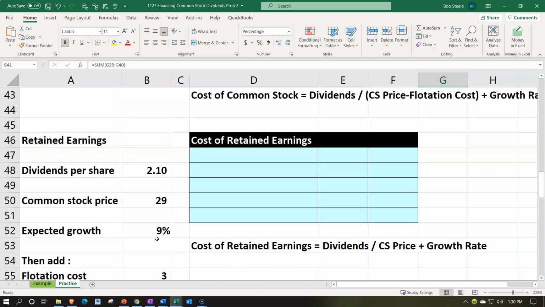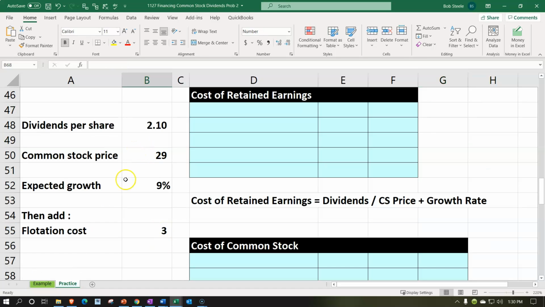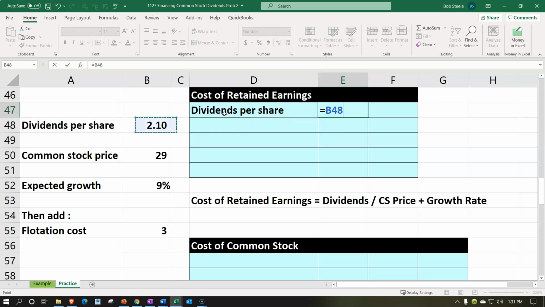Let's do it again. So now the dividends are going to be annual dividends 2.10. The common stock price, we could sell these on the market for the 29, expected growth 9%, and then the flotation. So we'll calculate the cost of retained earnings, which we're going to say is the cost basically before the flotation cost. That's what we're going to call it. And we're going to say then the dividends this time, that's our annual cost, is going to be the 2.10. That's what we're thinking we're going to pay out.